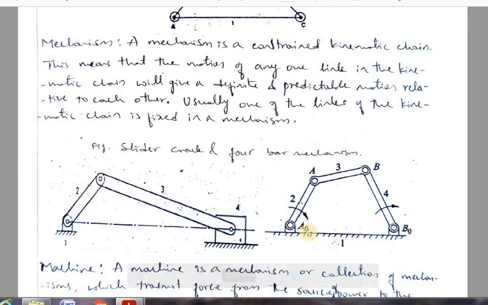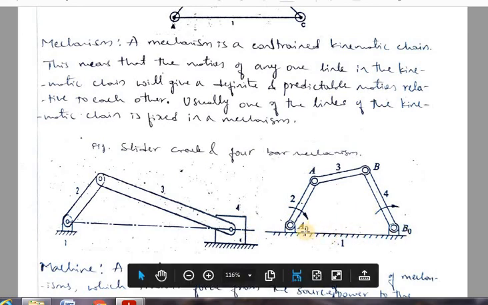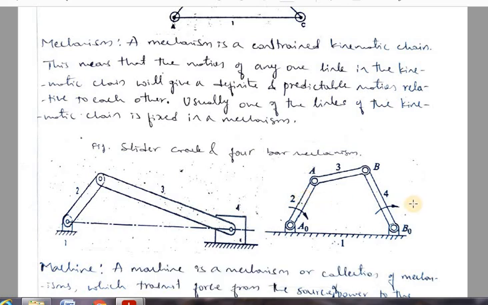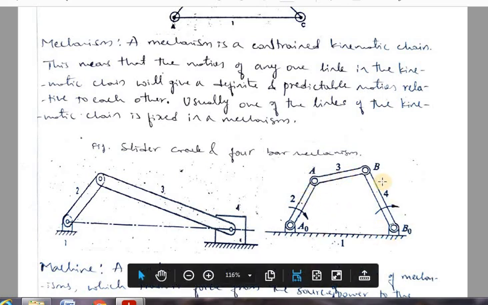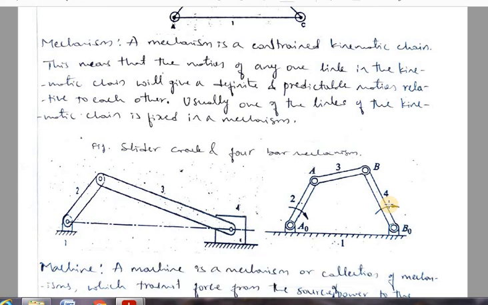And similarly in this 4-bar mechanism also, link 1 is fixed, link 2 can have a rotary motion or oscillation, link 4 can also have a completely rotary motion, and link 3 can have an oscillation. So again here, by fixing link 1, we are providing a definite predictable motion to the remaining links, that is nothing but they are having relative motion between them. So such a system we call a mechanism.